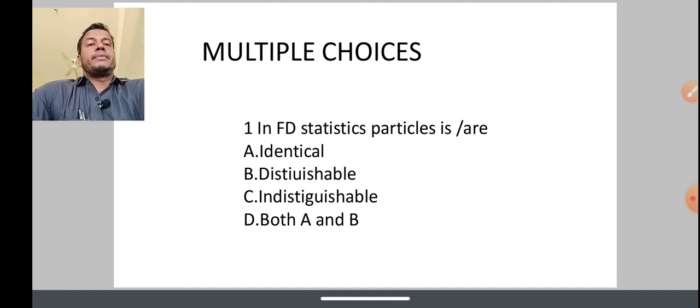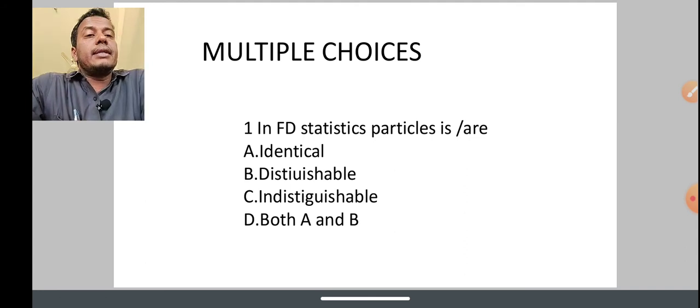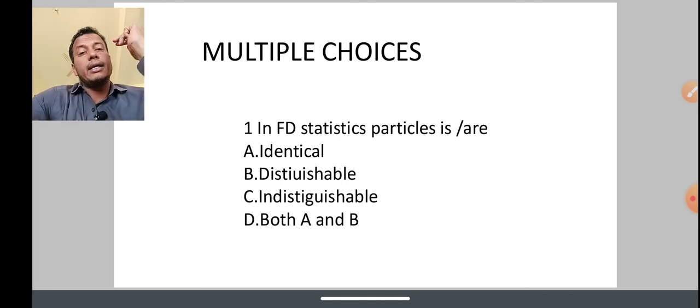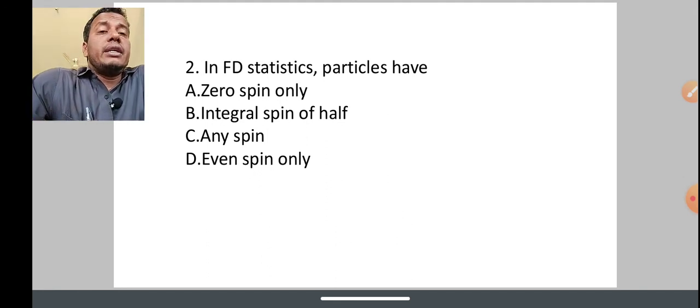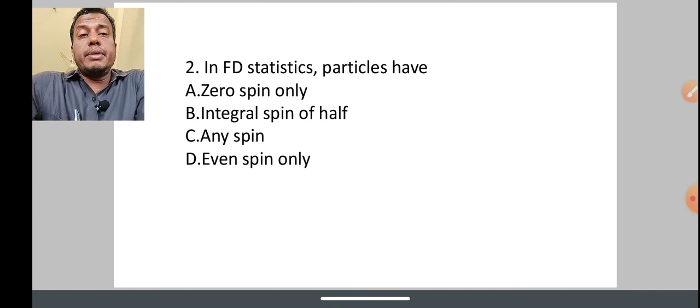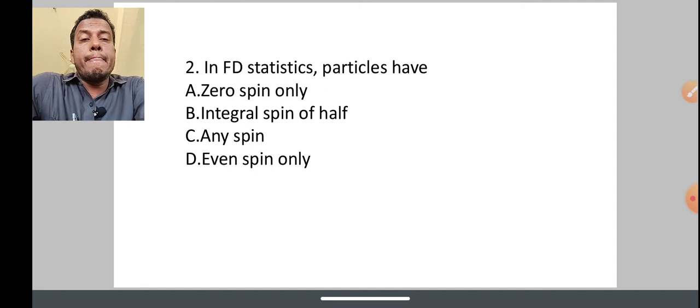Let us check some multiple choice questions regarding FD statistics. In FD statistics, are the particles identical, distinguishable, indistinguishable, or both A and B? Yes, they are identical and indistinguishable. In FD statistics, which type of spin do the particles obey? Zero spin, integral spin, half spin, or only even spin? Yes, they obey half-integral spin.